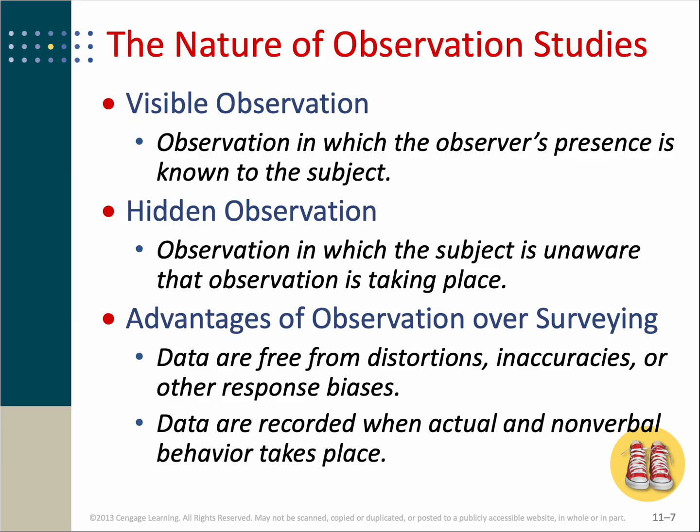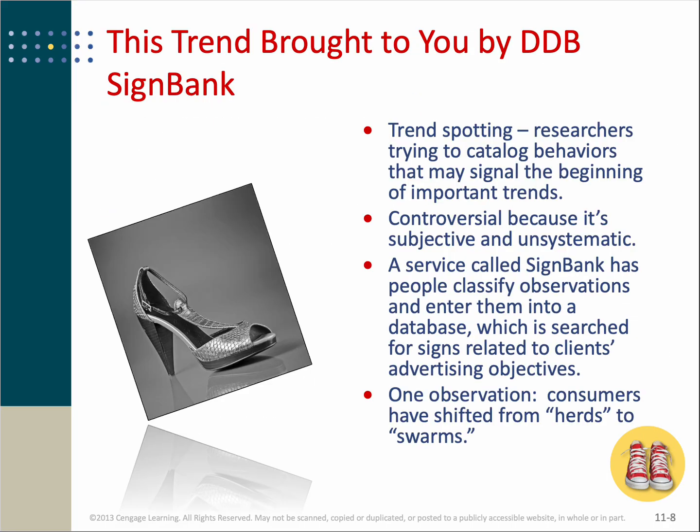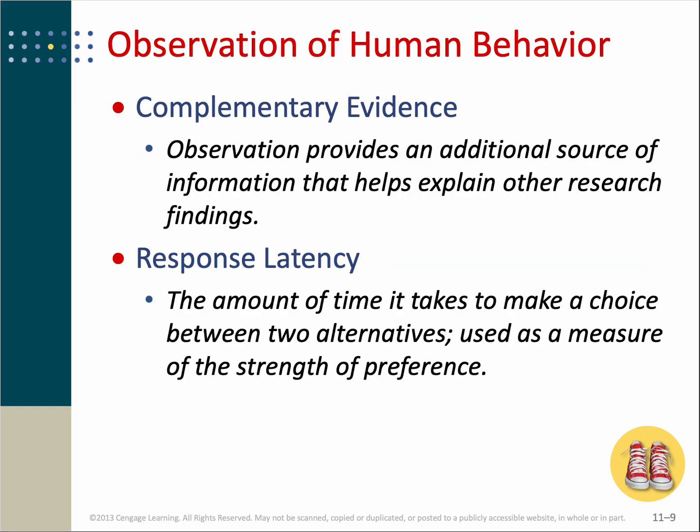So visible observation, hidden observation. There's advantages, disadvantages as always. Let's see here. Observation of human behavior. Response latency. It takes a certain amount of time to make a choice between two alternatives. That's what we're looking at. Again, it's consumer behavior. Everything really revolves around that.